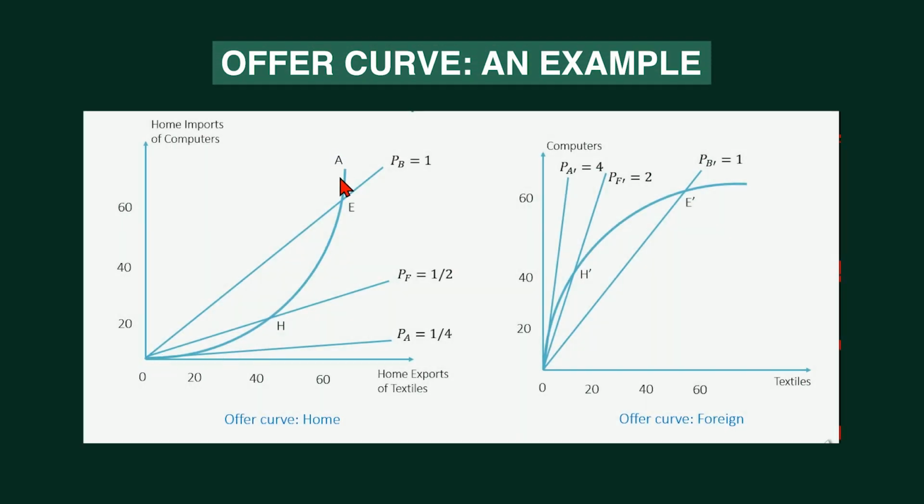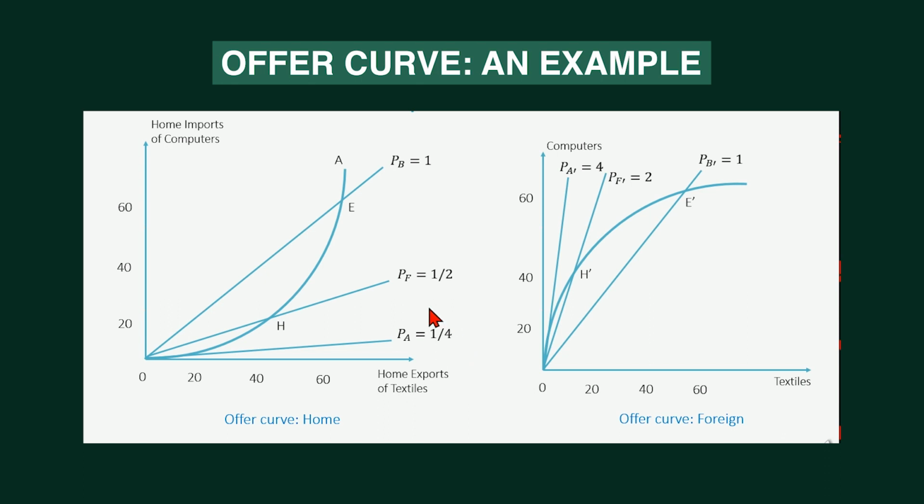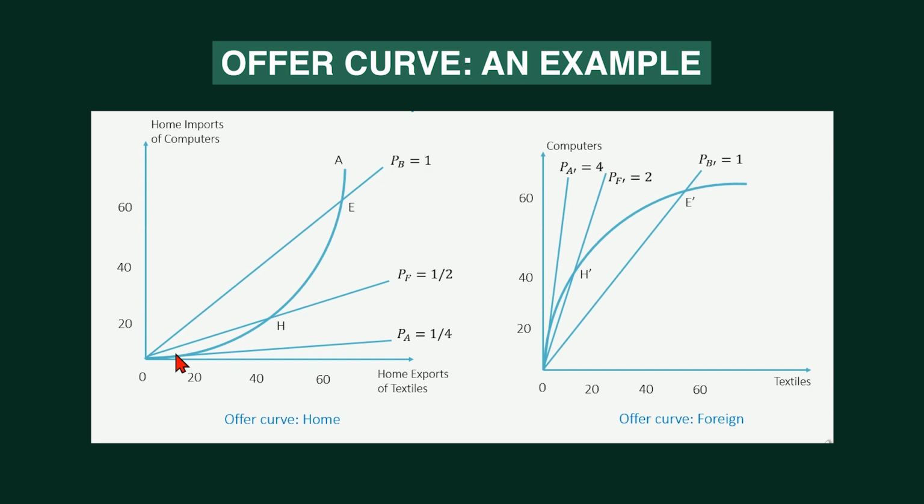Now, in brief, what are the things that I explained? This is the home offer curve. This home offer curve essentially gives me different combinations of export and import corresponding to different prices. So when I say prices, I mean price ratios. Price ratio is price of exportable by price of importable. So price of exportable by price of importable is, say, PA, which is the lowest one. Here, home equilibrium takes place at this point. When the price ratio goes up, it takes place at this point. When the price ratio goes up further, it takes place at this point.